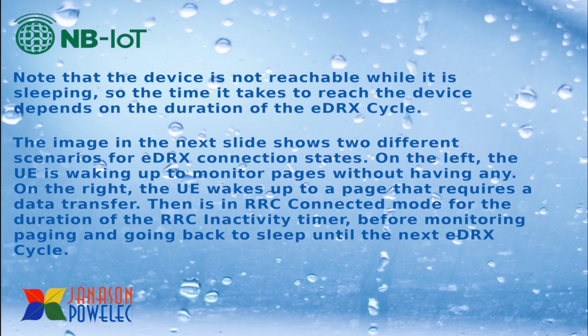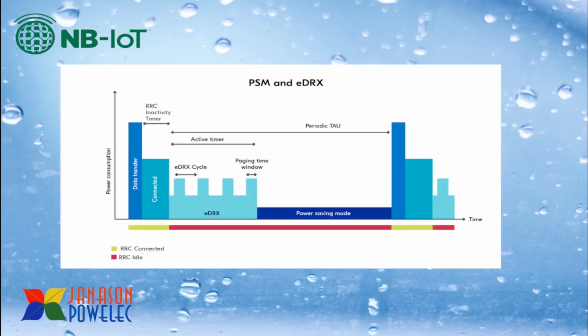On the left, the UE is waking up to monitor pages without having any. On the right, the UE wakes up to a page that requires a data transfer, in RRC connected mode for the duration of the RRC inactivity timer, before monitoring paging and going back to sleep until the next EDRX cycle. Similar to the previous image, the leftmost region is the data transfer region where the power is consumed more. The next is connected mode, but where nothing happens in this area. Then there is EDRX mode where the paging is happening. Then in the dark blue, there is power saving mode where the UE goes into deep sleep mode.